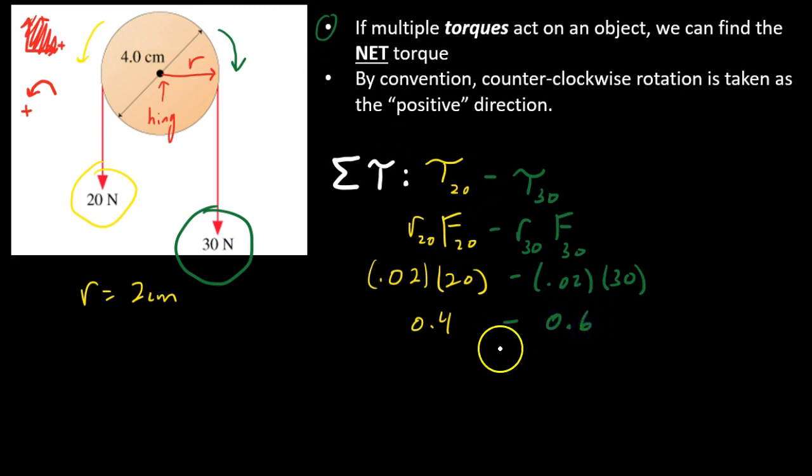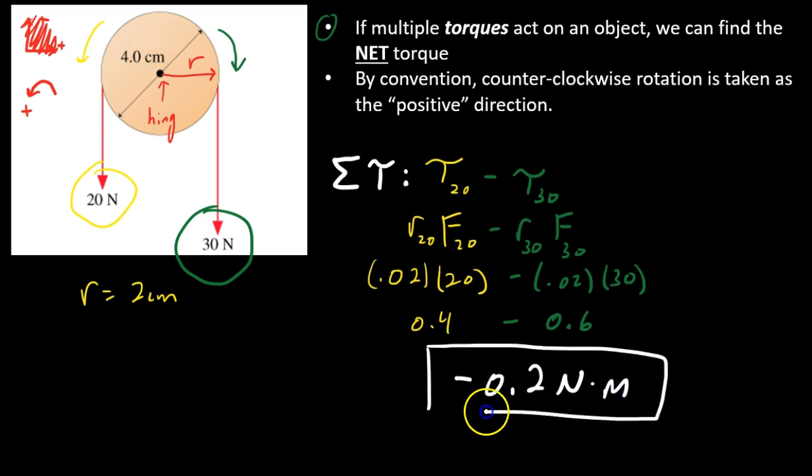And what happens when you take 0.4 minus 0.6? You get a negative 0.2 Newton meters. There's my final answer. There's my net torque acting on an object. It's a negative. Does that make sense? Probably, because both these forces are the same distance away from that center, and the force that would make the wheel spin clockwise in the negative direction is bigger. So at least doing a mental quick check, it makes sense that I have a negative answer.